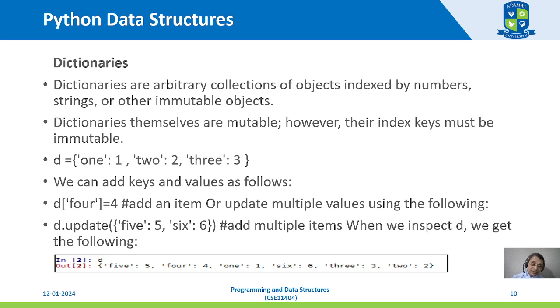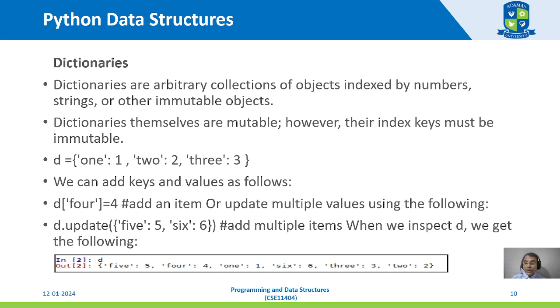So the value part can be changed, but the key part cannot be changed, and we can add new values to this dictionary. You can see just below D, within square brackets we have given, within single quote, 4, and then is equal to 4. That means it will be added to the existing dictionary called D as a fourth value. Okay, so this is updated.